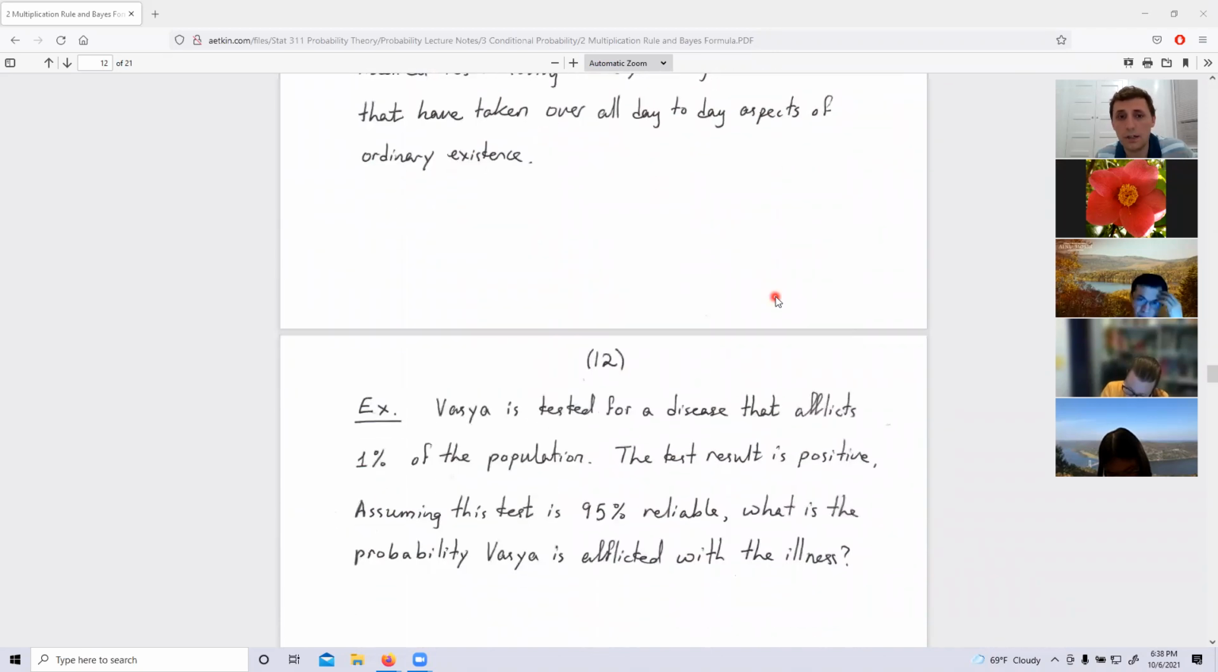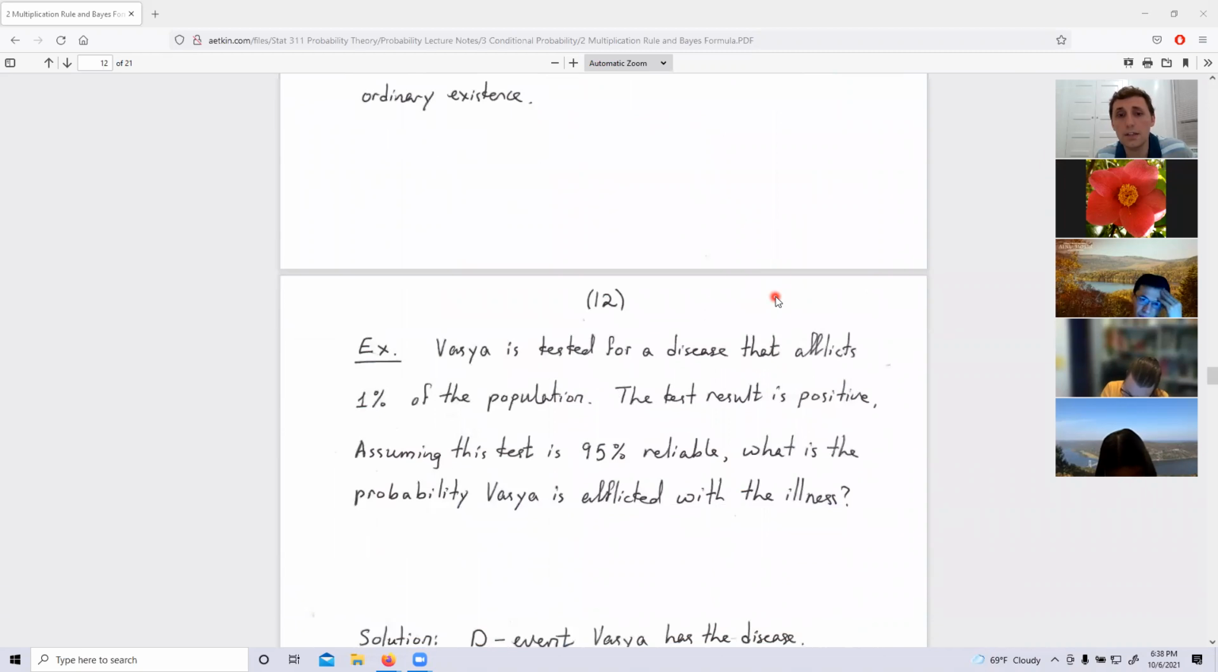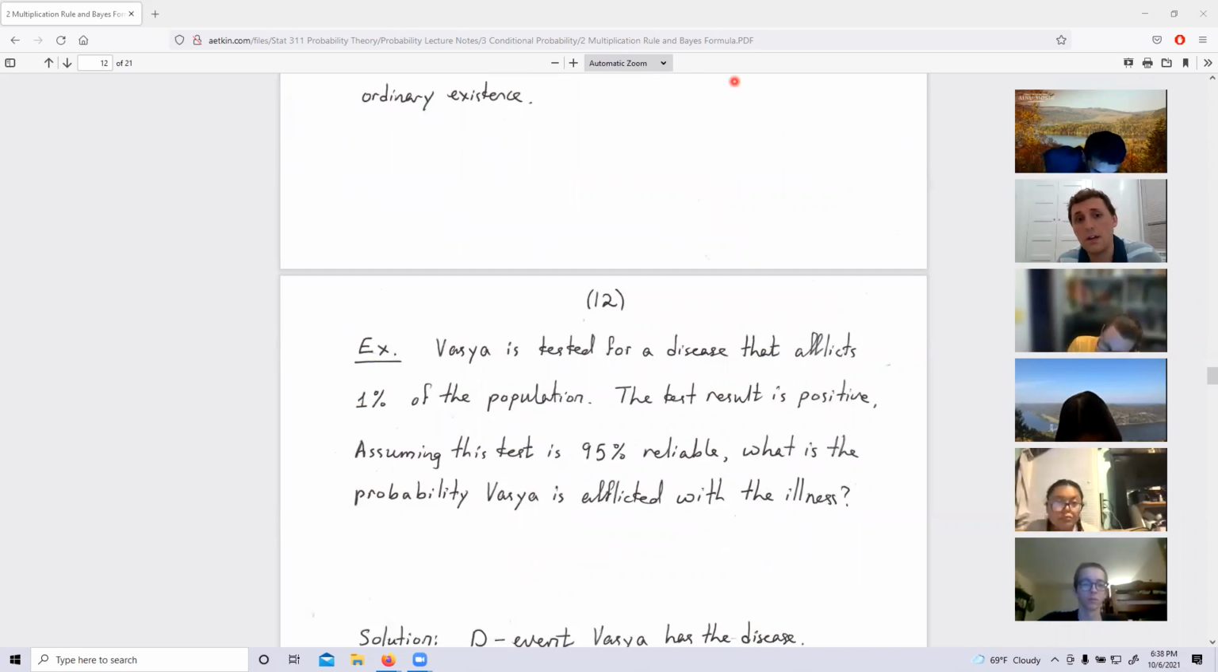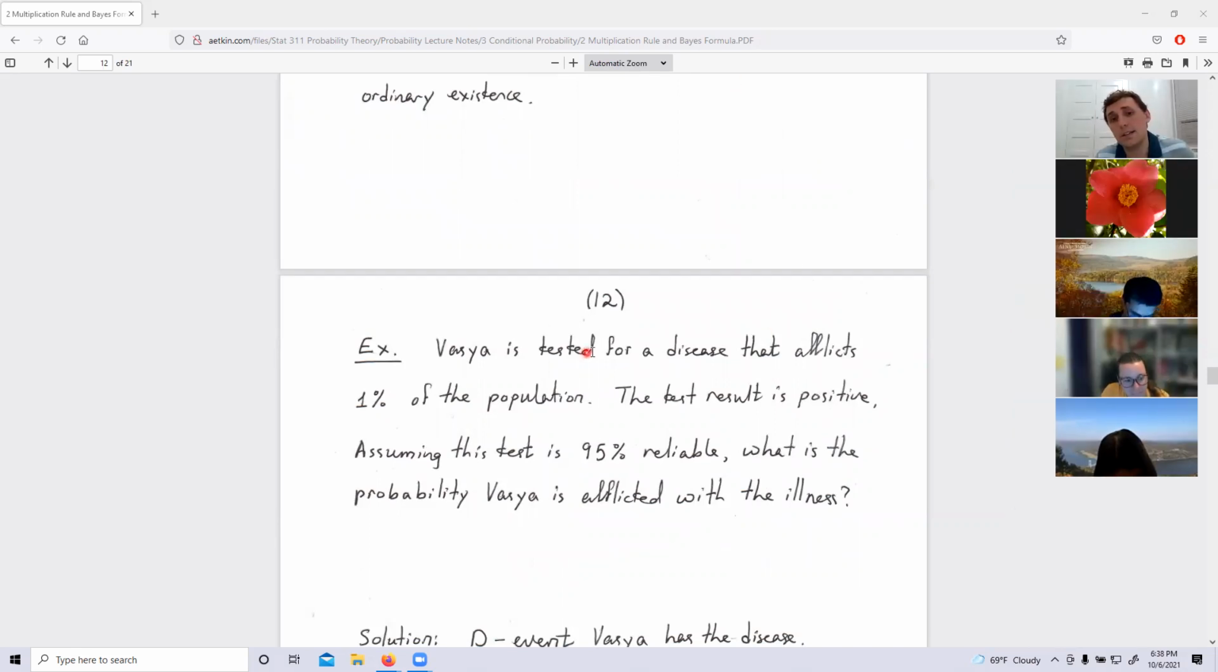All right, so here is another interesting question, very interesting in light of the past 2 years. So Vasya is tested for a disease that afflicts 1% of the population. The test result is positive. Assuming that this test is 95% reliable, what is the probability that Vasya is afflicted with the illness?